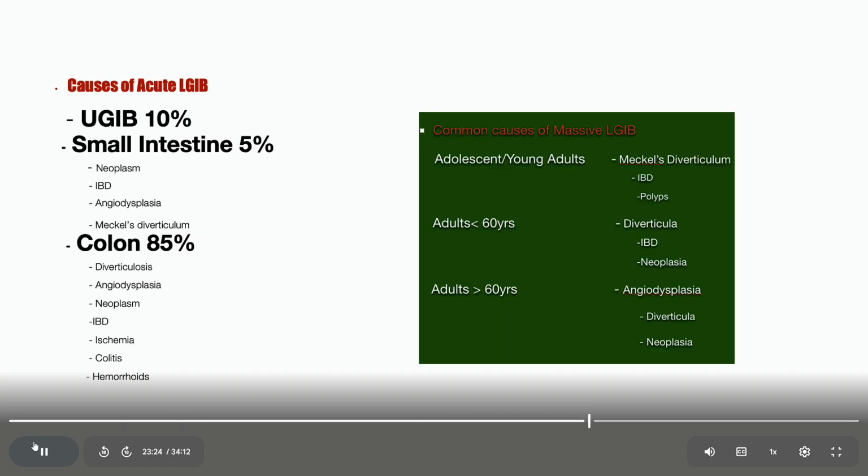The majority of the etiologies giving rise to lower gastrointestinal bleeding are colonic pathology, comprising 85% of causes, followed by an upper GI bleeding that is significant enough to transit the GI tract, manifested as hematochezia. This comprises 10% of lower gastrointestinal bleeding cases. Small intestinal pathology comprises 5% of lower gastrointestinal bleeding cases.